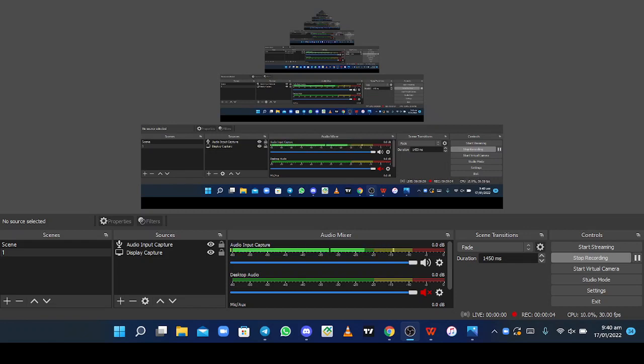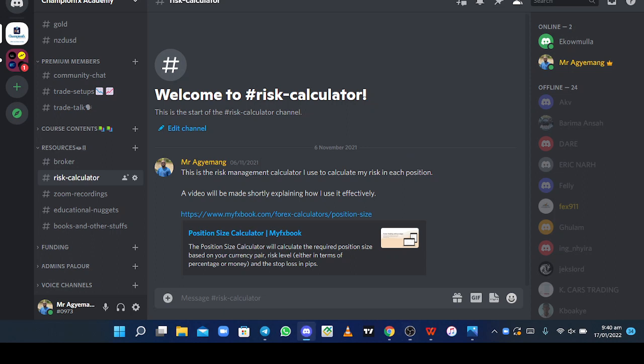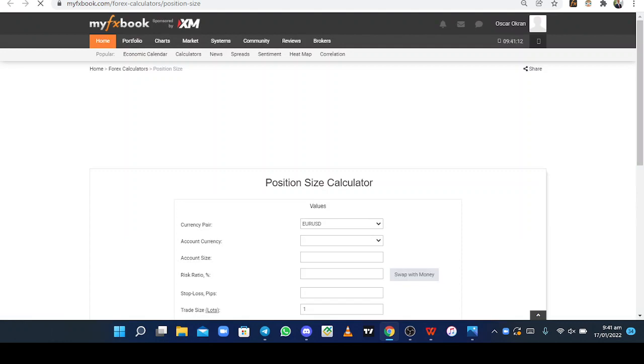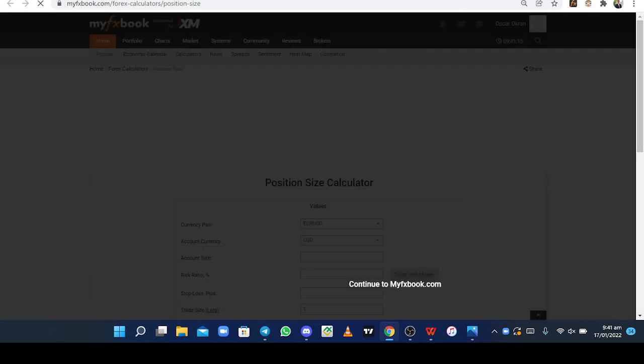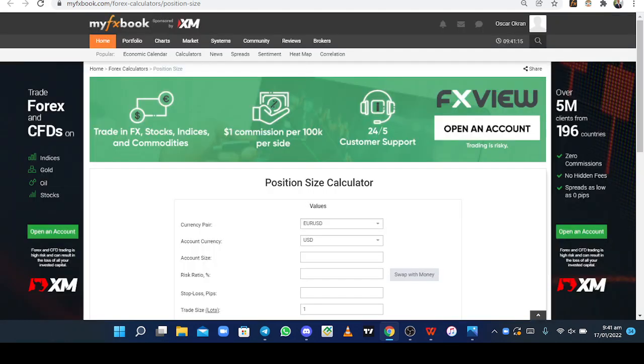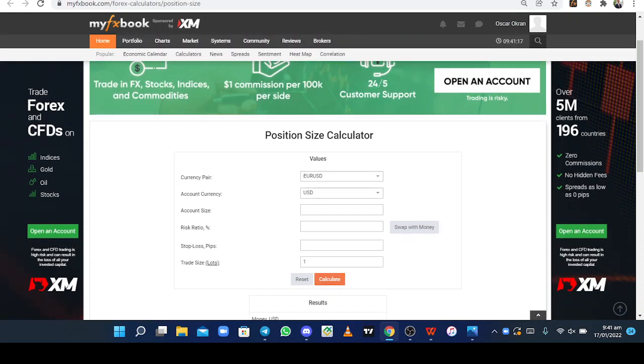I want us to look at how to effectively use the risk calculator tool. Without further ado, the risk calculator tool is found in the risk calculator section under the resource area. When you go to the resource area, you go to risk calculator, and this is what it's all about. Let's click on it. When you click on it, it will bring you to this position size calculator.